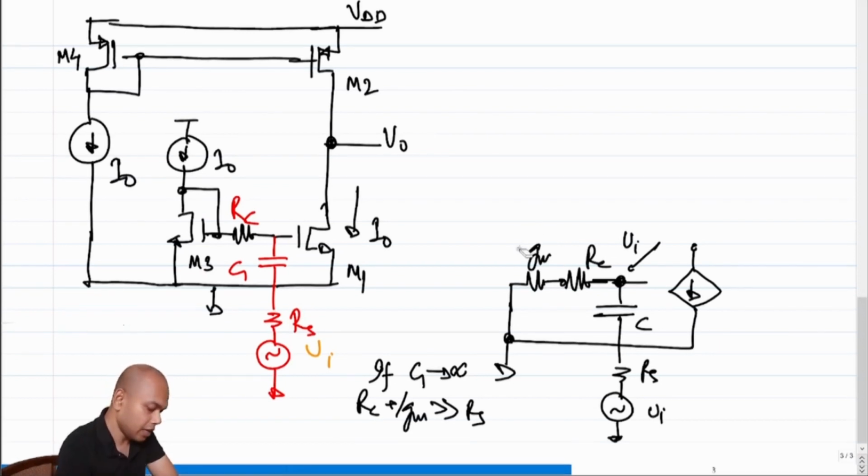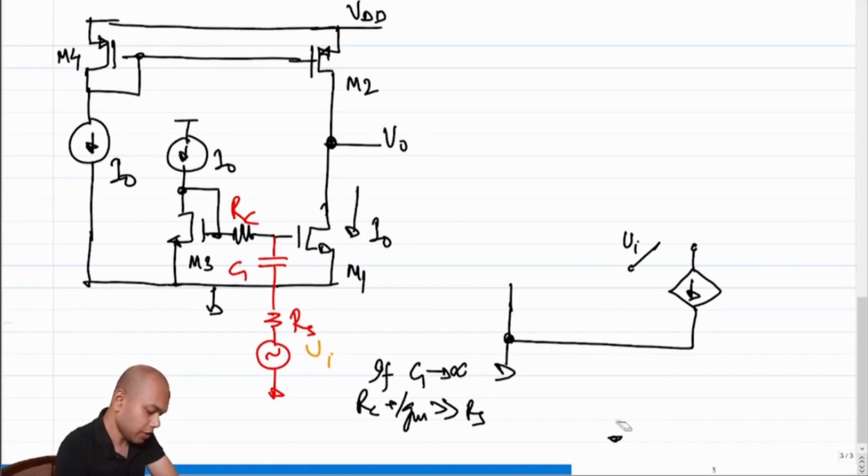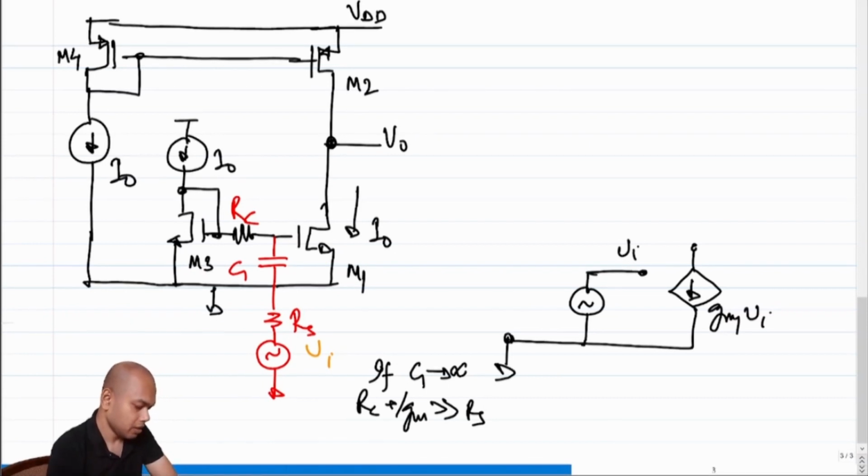If that is Vi, I can remove all this stuff, and I can assume that the gate voltage of M1 is Vi. So this current becomes GM1 times Vi. Okay. So M3 basically goes out of the picture.